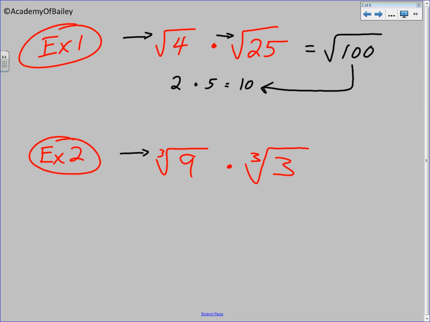Looking here, we have a cube root, we have a cube root. So therefore, our answer should be a cube root. And what is 9 times 3? Well, that's 27. Can't we simplify the cube root of 27? Well, in this case, it actually simplifies down to 3. The cube root of 27 is 3. So we have a couple simple ones there to get you started.